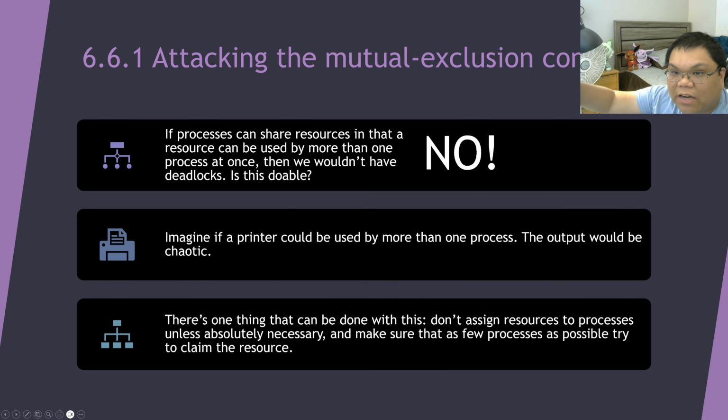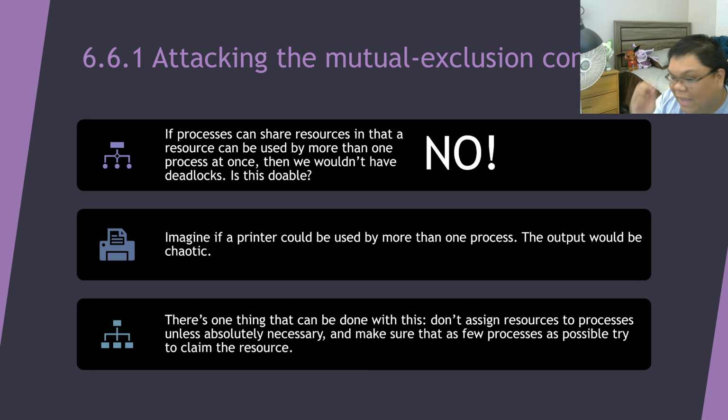Basically, if processes can share resources, and that one resource can be shared by more than one process, then we would not have deadlock. Is this doable? No! Imagine if a printer could be used by more than one process. That output would be chaotic.